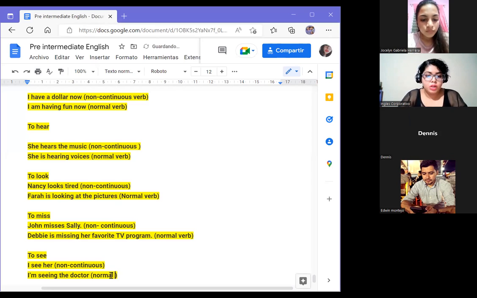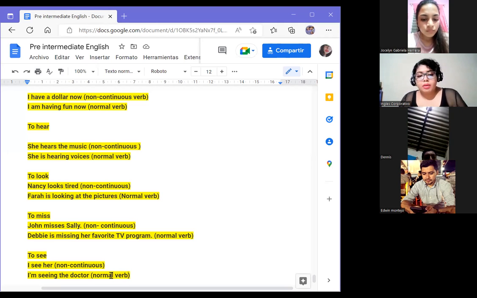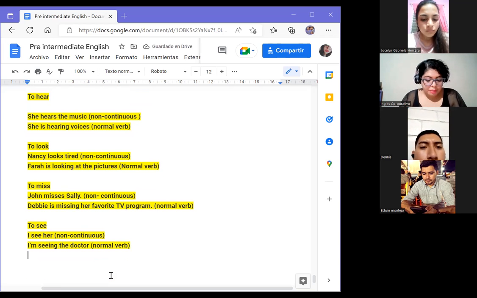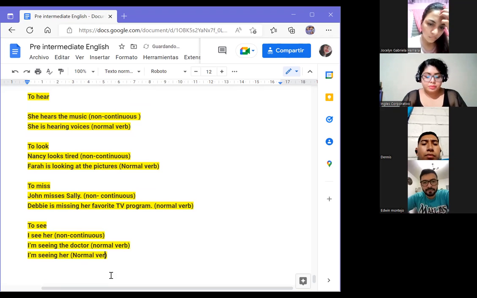So in the second one, we have a normal verb. In this case, we are going to the doctor and we are going to have a date. Cuando tenemos I'm seeing the doctor, estamos hablando de que vamos a ir hasta el consultorio. I'm sorry. To have something to do with the doctor, like we are going to have a test or something like that. Then we have another one that is, I'm seeing her. But this one is also a normal verb. So in this case, it is I'm having a relationship with her.